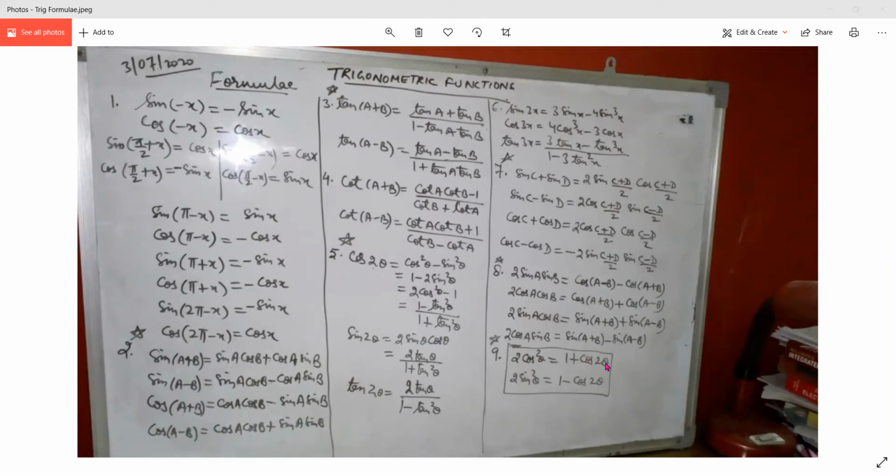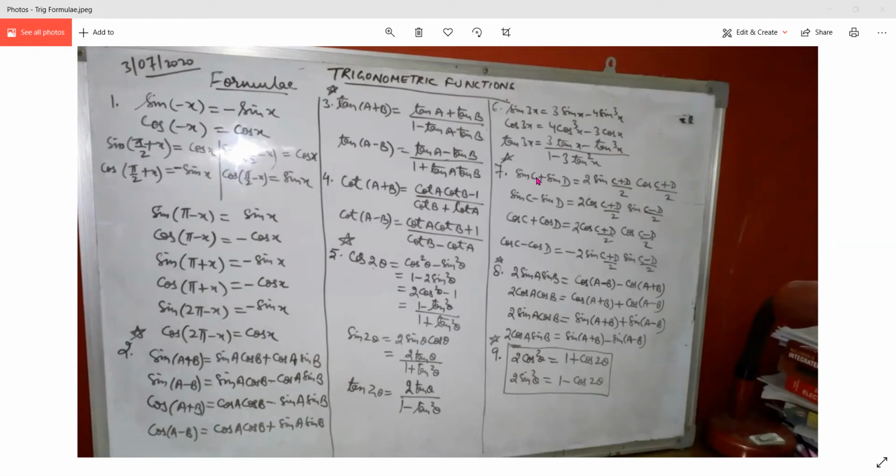Whatever angle is here, it is doubled, or you can say whatever angle is on right hand side, it is halved on left hand side. Then this sin 3x, cos 3x, tan 3x, they are less used. Then the most important set is the 7th, that is sin c plus sin d, sin c minus sin d, cos c plus cos d, cos c minus cos d, right?